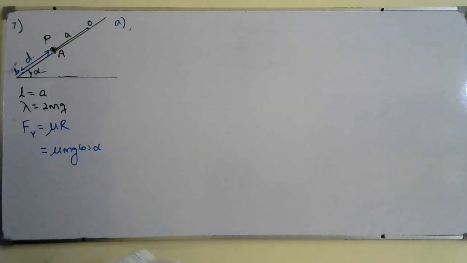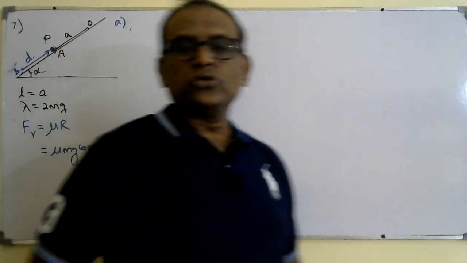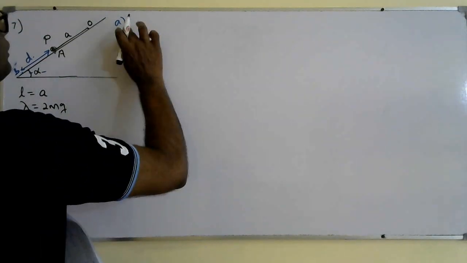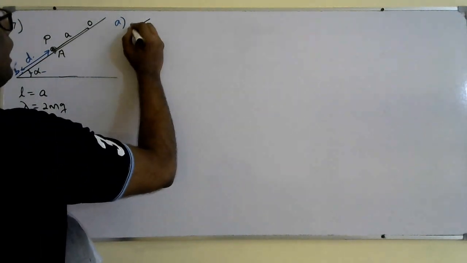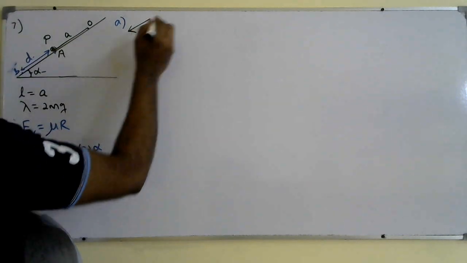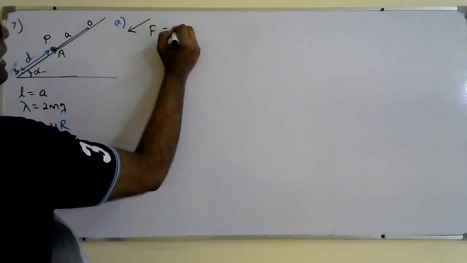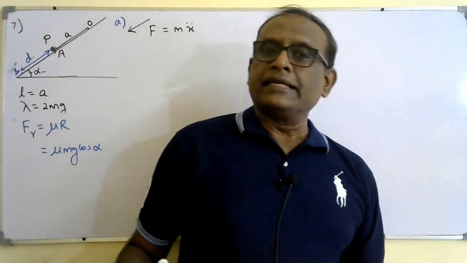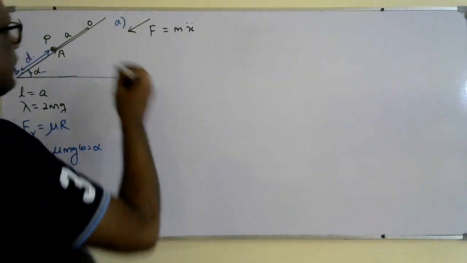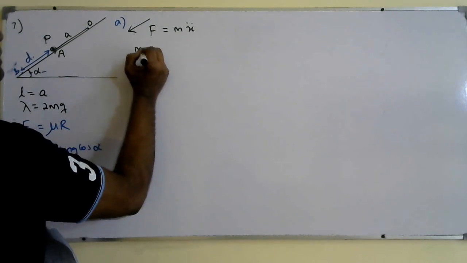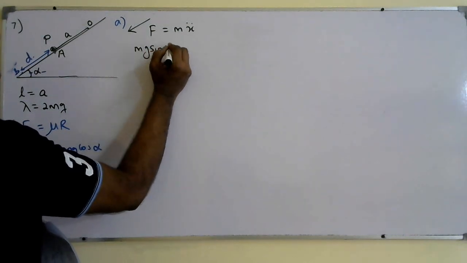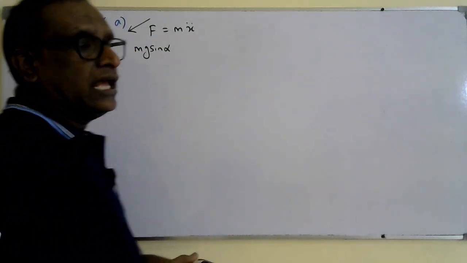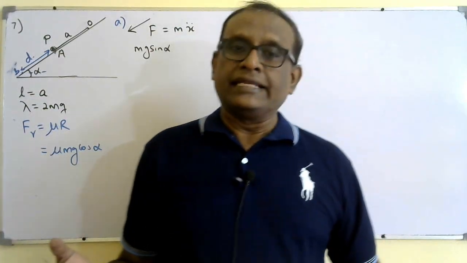Okay, so method 2, part a. Here I am going to use Newton's second law. If I consider the forces acting on the particle along the plane downwards, mg sin alpha equals m x double dot, we are going to use. So along the plane down, the forces acting on it: mg sin alpha, that's along the plane down. I'm taking along the plane down because we know we have to integrate it.